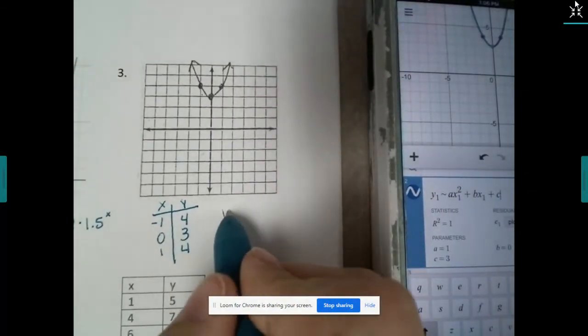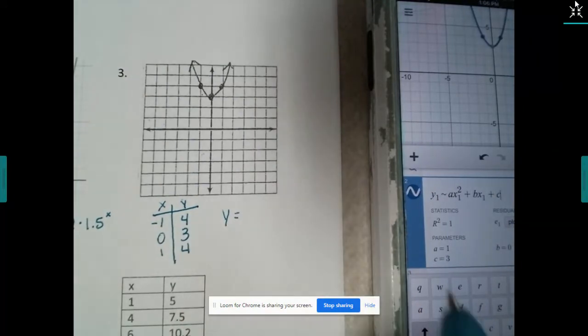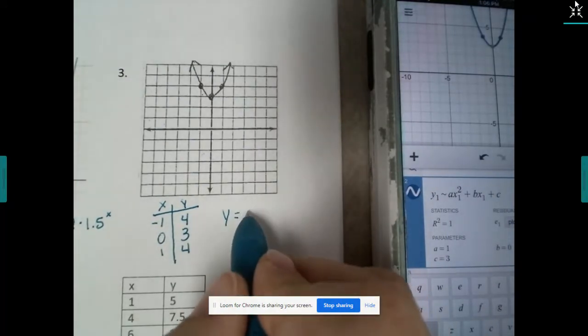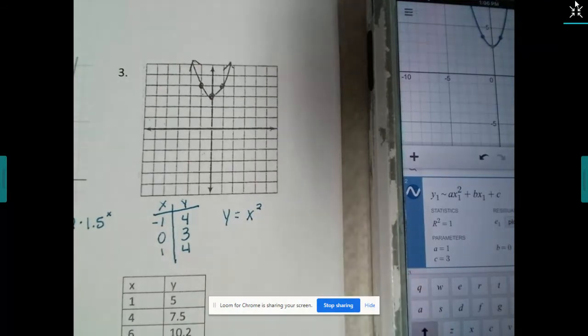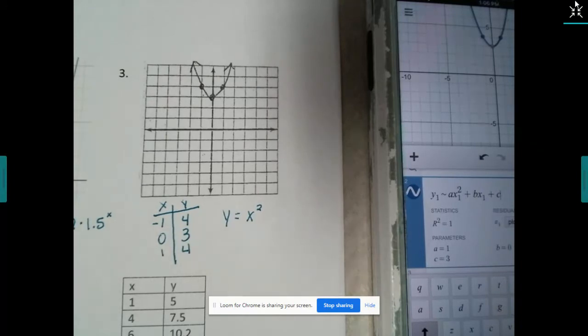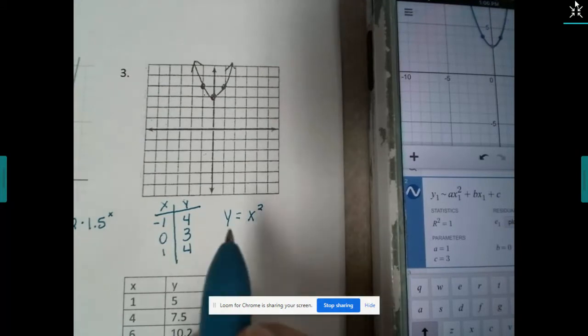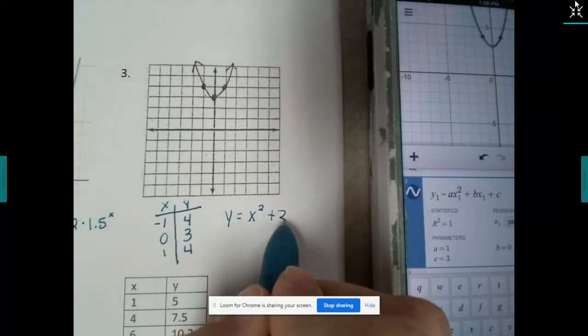So y equals, A is 1. So you can write 1x squared, or remember you can just do x squared because there's always an understood 1. B is 0, so I could put 0x, but again, anything times 0 is 0, so I don't really have to. So I just need that plus c at the end, so plus 3.